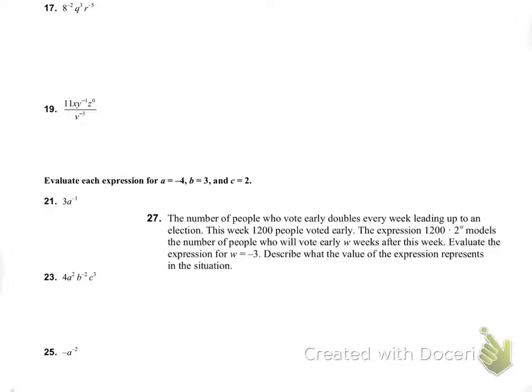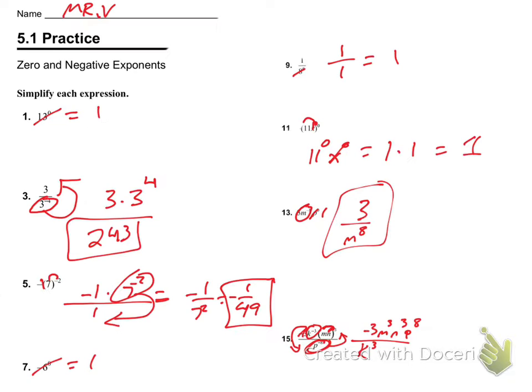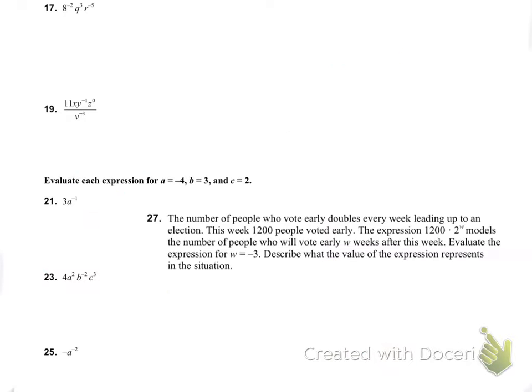All right, 17. Did I get all of them over on this one? Yeah, 17. All right, so I have 8 to the negative 2, don't like that, q to the 3rd, and then r to the negative 5th. So I don't like those. So I'm going to leave q to the 3rd on top. That's fine as it is. And then I'm going to have 8 to the 2nd power times r to the 5th power. I can simplify by doing q to the 3rd, and then I know that's 64, because 8 squared is 64, r to the 5th.